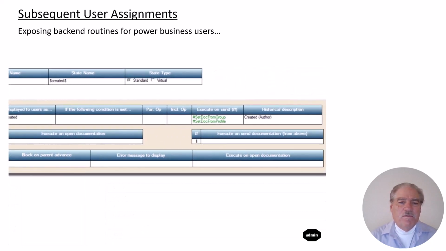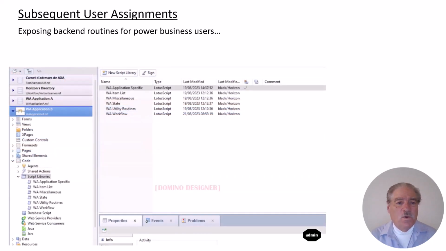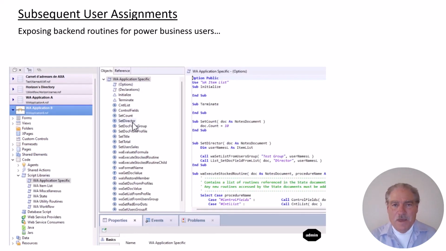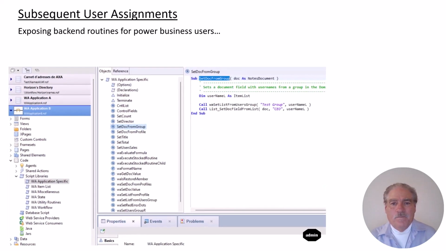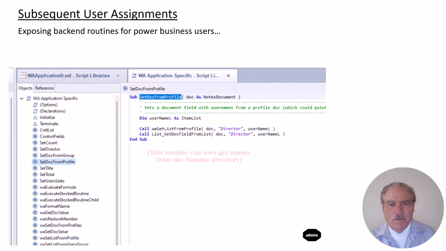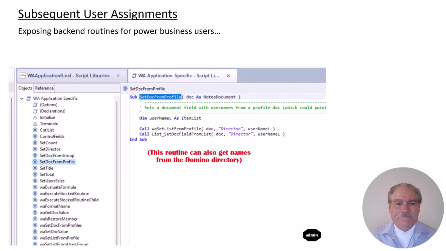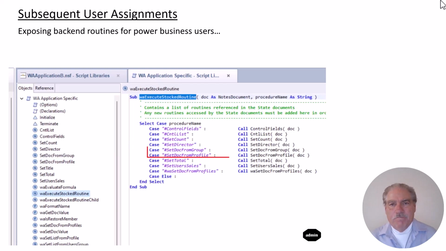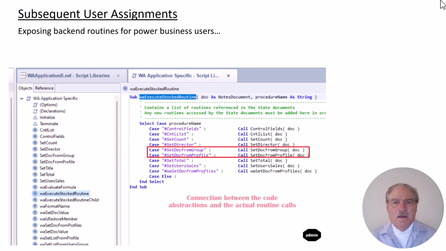Oh yes, and here where the code abstractions take place, you can see on the send command in the initial state. So going into the back end and the script libraries, always application specific. As you can see here, the two routines. We could have used just that second routine because it gets the group names as well, but anyway. And here, the connection between the code abstraction and the actual routine calls.